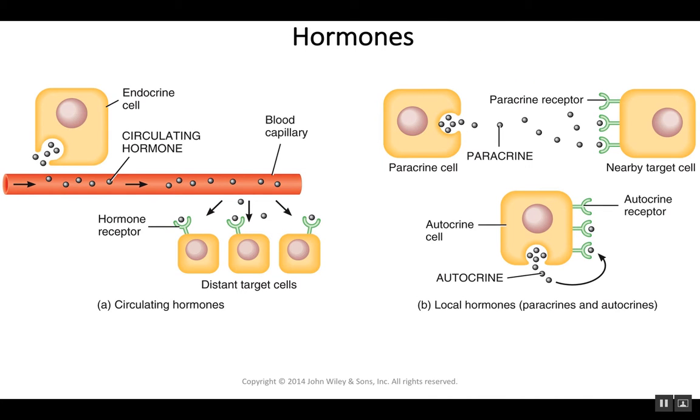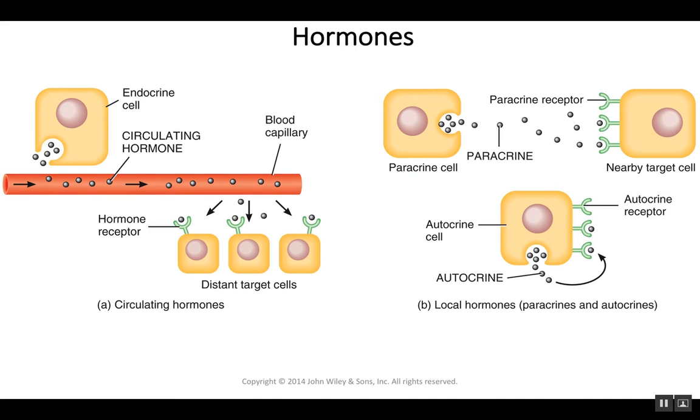The next thing I'd like to do is categorize hormones based on where they go. This is a little easier. Typically, we can categorize hormones by chemistry, lipid versus water-soluble, but also where do they go? Do they go far? Do they act at a distant target cell? Or do they work very close to where the hormone is produced?